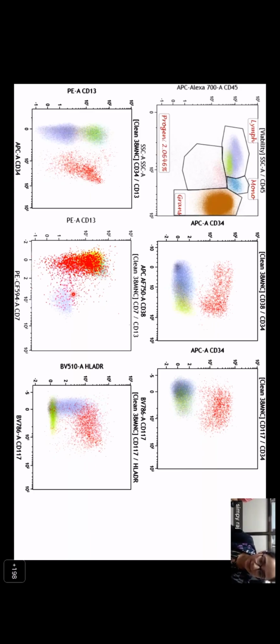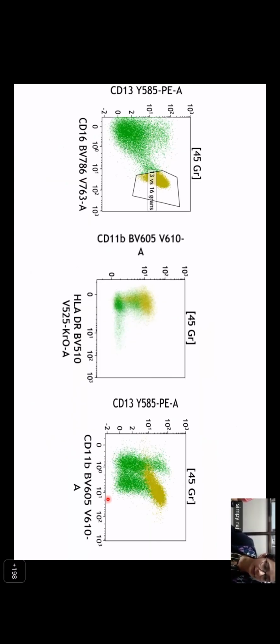With the help of 13 and CD7, we are looking for any aberrant markers which can be present in my myeloid blast. One of the aberrant markers is CD7. The CD7 is absent in my myeloid blast, which is again an indication that there is no aberrant marker present in my myeloid blast. With the help of HLA-DR and CD117, again I can see this clustering, which is again normal for my myeloid blast.